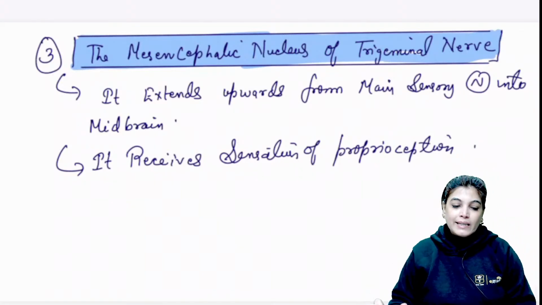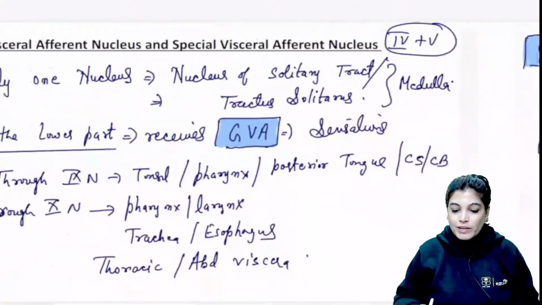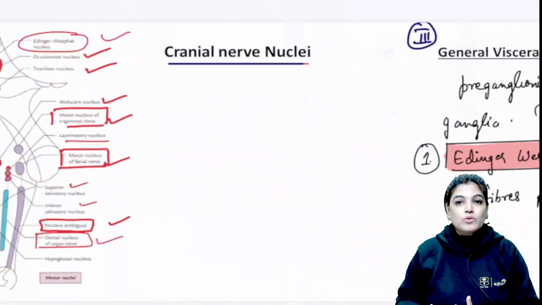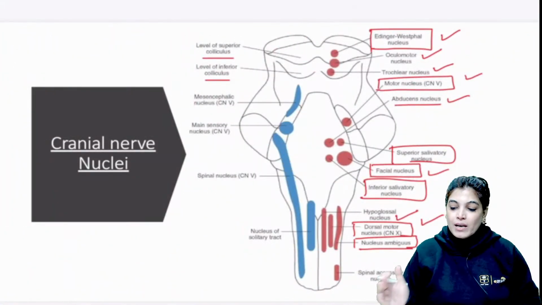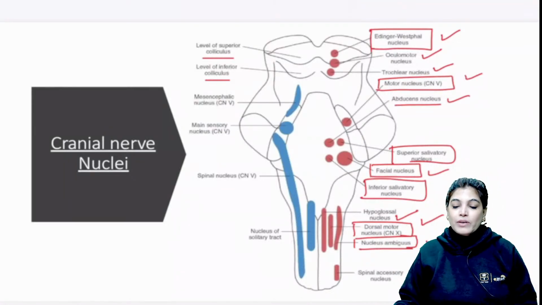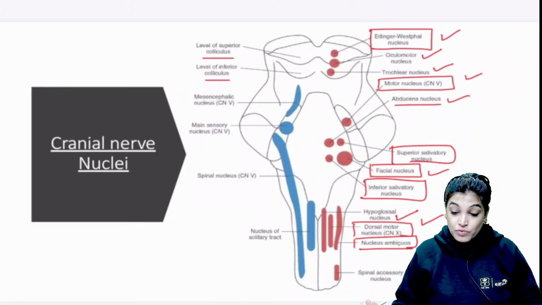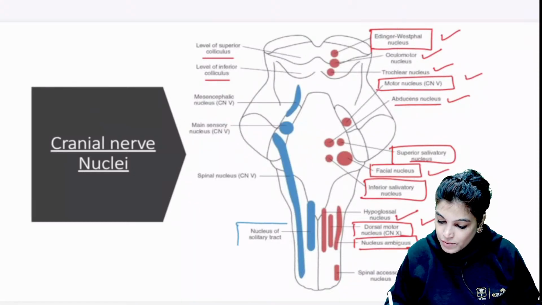And the last cranial nerve nuclei will be special somatic afferent. So I just want you to show the location of these nuclei. So come to this diagram again. We have already done the whole of the motor cranial nerve nuclei location. Now I would like to tell you about the cranial nerve nuclei which we have discussed. So one was nucleus of tractus solitarius.